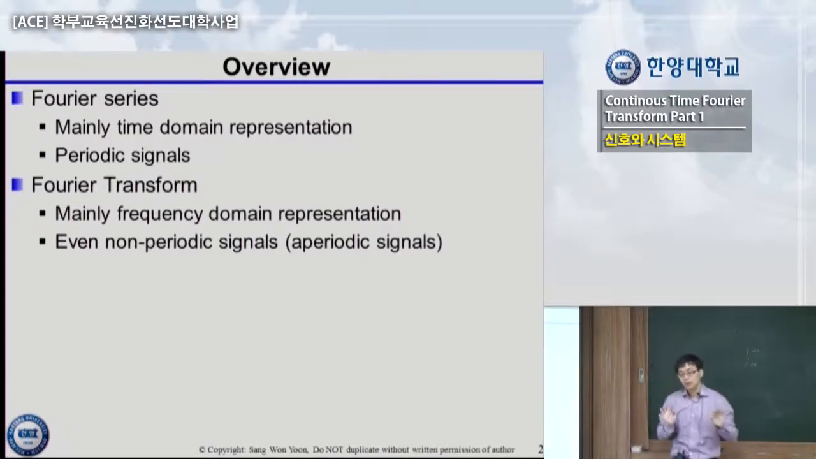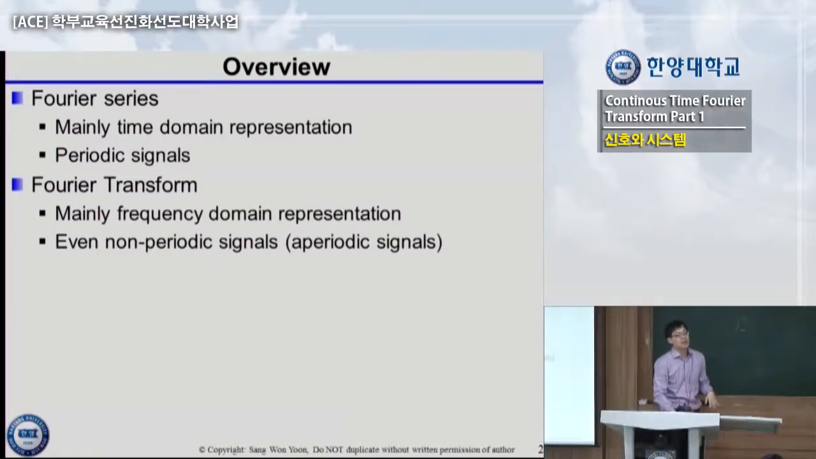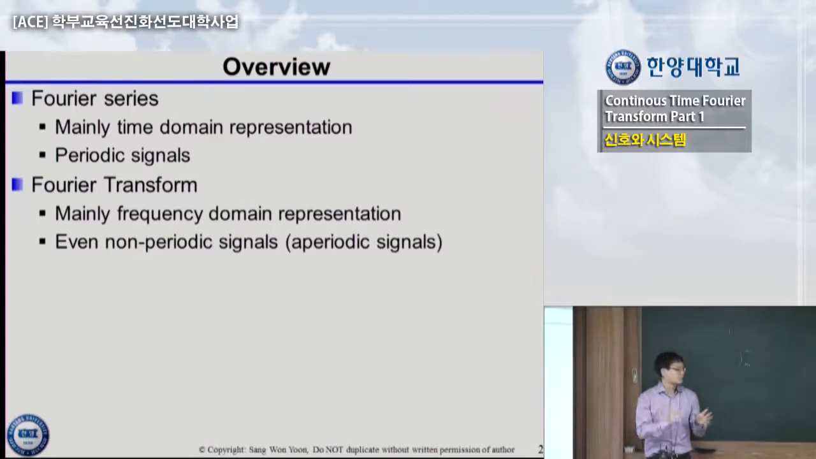So in short, Fourier series, periodic signal, mainly time domain representation. For transform, mainly frequency domain representation, jumping over time and frequency, and then both periodic and non-periodic is possible. If we say transform, I'm not meaning that it's only applied to non-periodic signal. They can do both, actually.